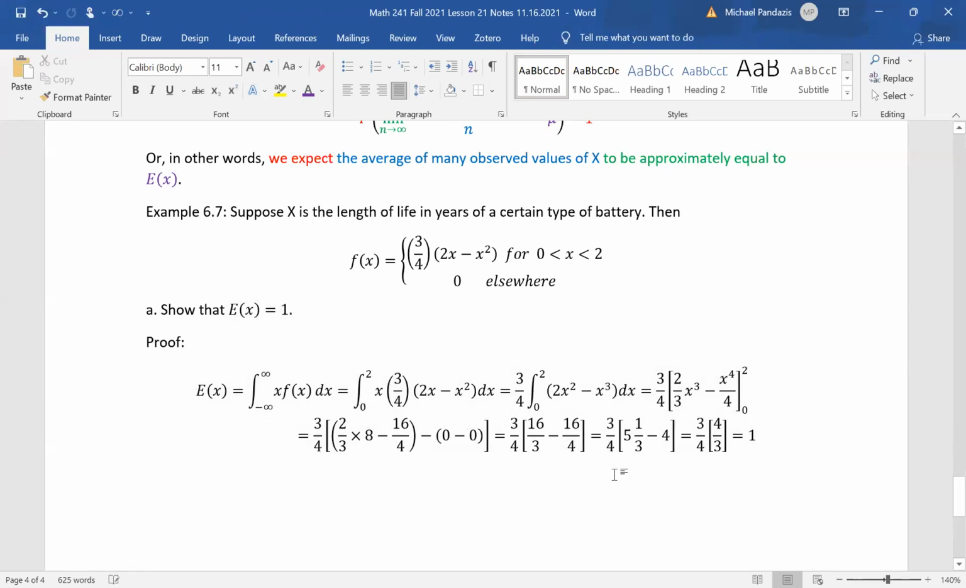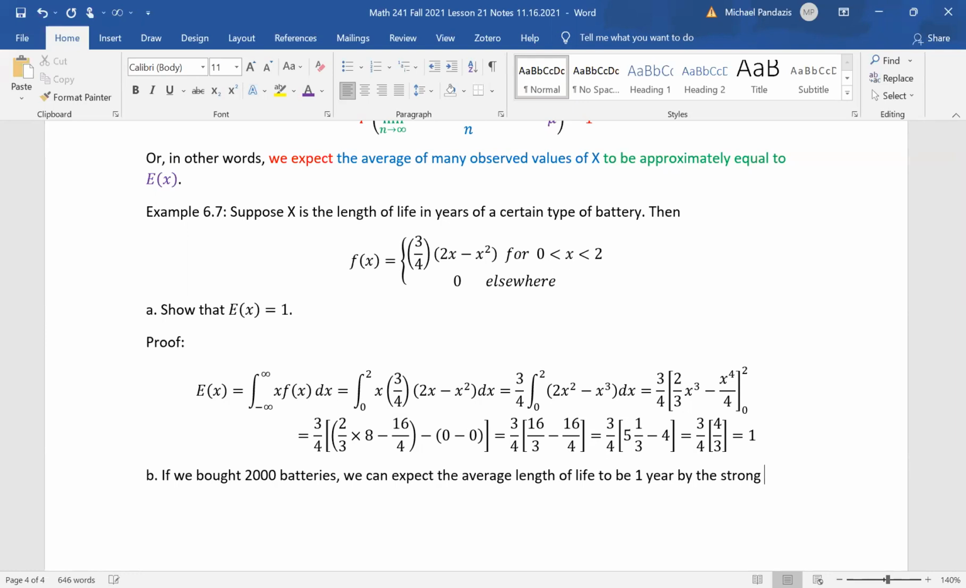Okay, so in part A, we show that E of x is equal to 1. Part B, if we bought 2,000 batteries, we can expect the average length of life to be 1 year by the strong law of large numbers. This is more of an observation than a problem.